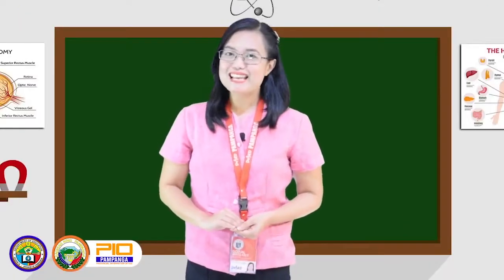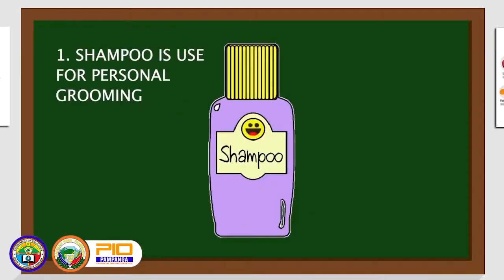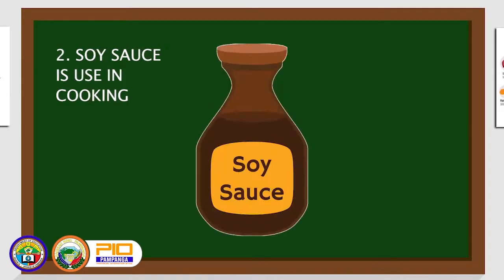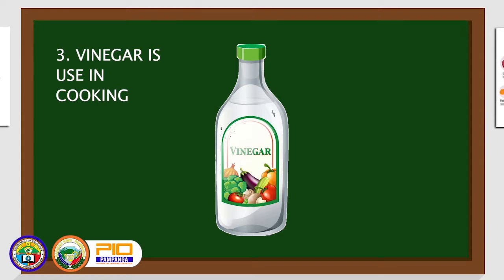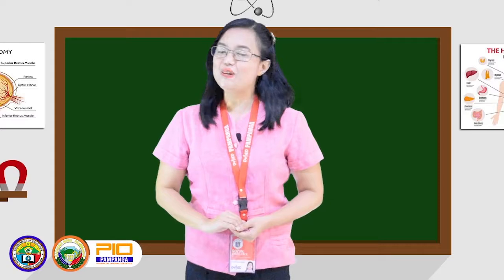Time's up, kids! Let's now check your answers. Shampoo is used for personal grooming. Soy sauce is used in cooking. Vinegar is used in cooking. Good job, kids! You surely did them right.